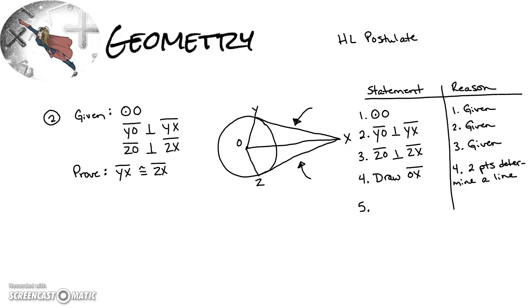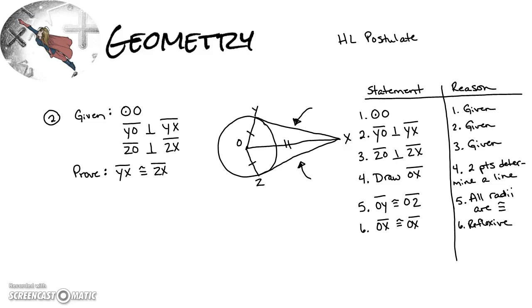So step 5, well, they gave us that we had a circle, so why don't we say OY is congruent to OZ, because those are both a radius of the circle, and all radii are congruent. And that line that we drew in, OX, we could definitely say it's congruent to itself. OX is congruent to OX because of the reflexive property. So we're on our way now.